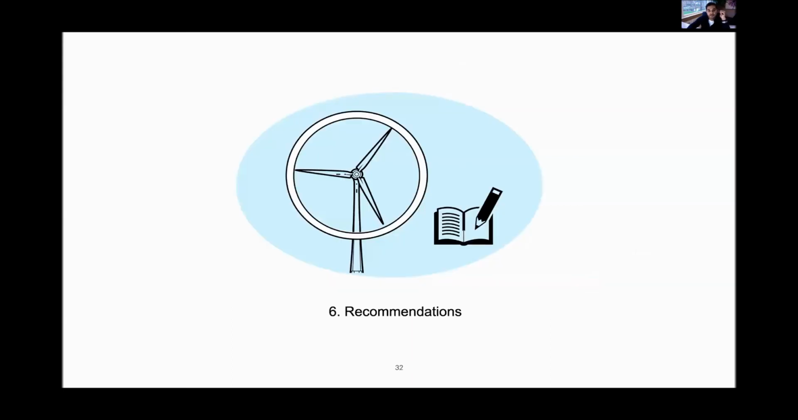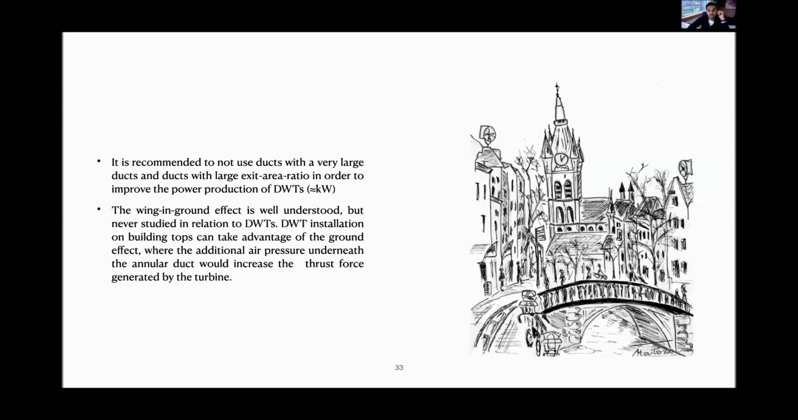I did have some recommendations, which I chalked down. The most interesting one I thought, the first one, is that it is recommended not to use very large ducts, or ducts with a very large duct area ratio. This would definitely add to the heavy load you see in the urban environment, which is not optimal for the performance.